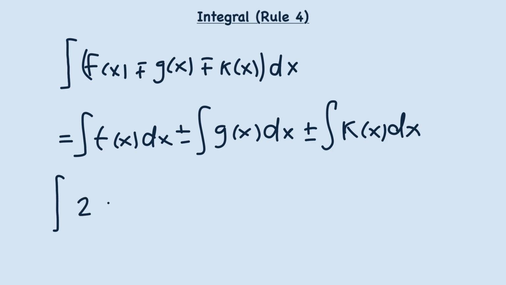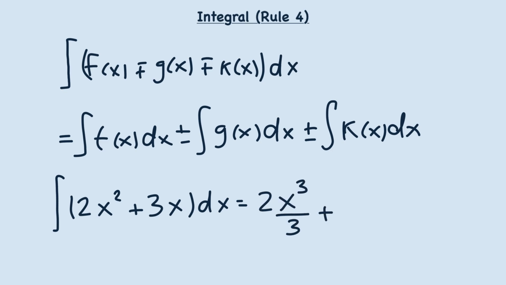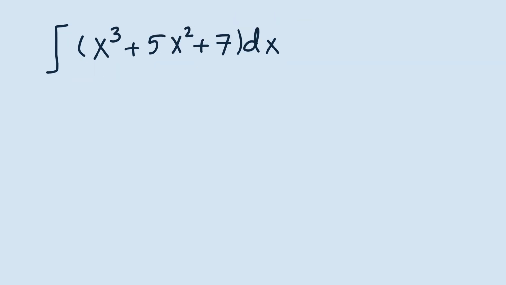Integral of 2x squared plus 3x dx. How can we do it? Simply I have to find the integral for each term. So for 2x squared, the integral will be 2x to the power 3 divided by 3, plus the integral for this part, 3x, which will be 3 times x squared divided by 2, and of course plus c.